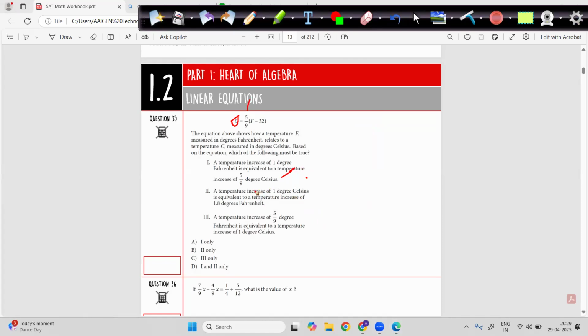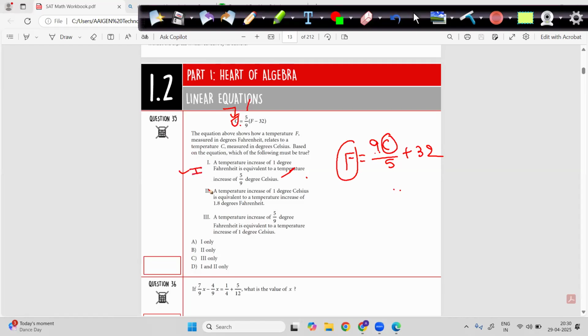Now he is reversing to a temperature increase of 1 degree Celsius. So now make this as x and this as y. 9C by 5 plus 32 is equal to F. Now when you increase C by 1, F increases by 9 by 5. 9 by 5 is the same as 1.8.